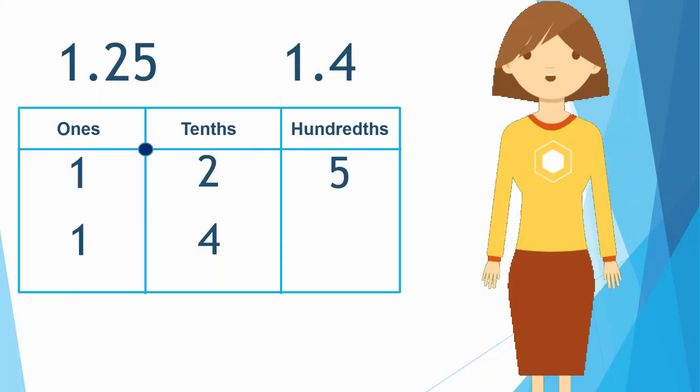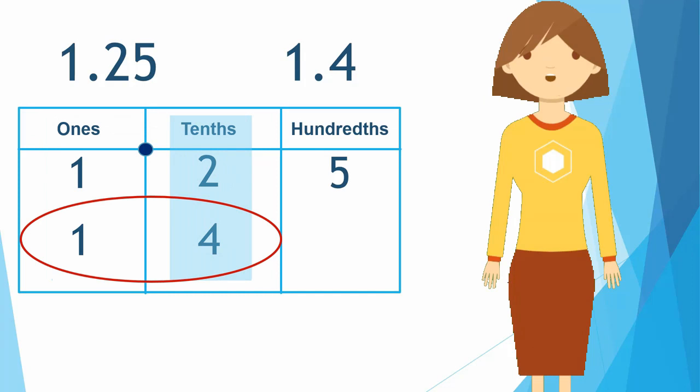This comparison can also be done by putting the numbers in a place value chart. Even though the ones place is the same, the tenths place is bigger in this number. So 1.4 is bigger than 1.25.